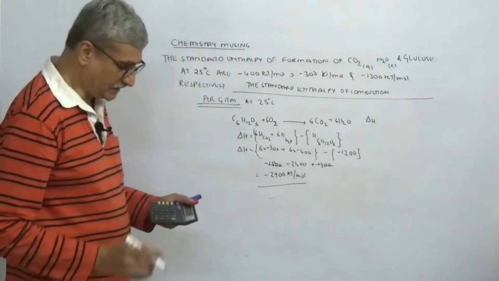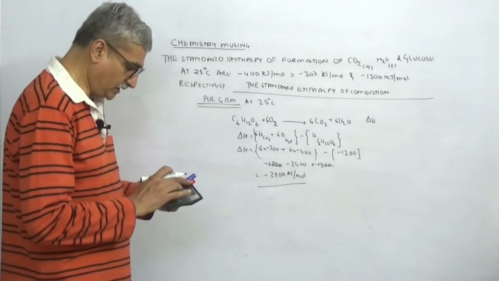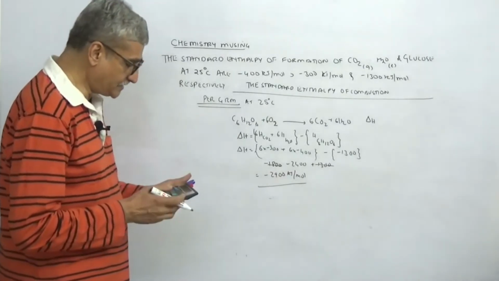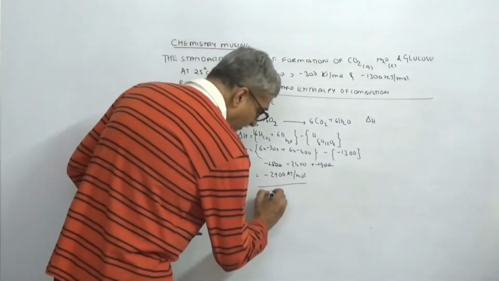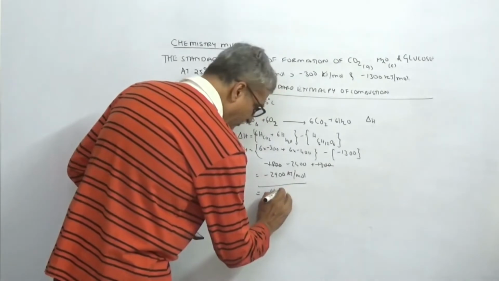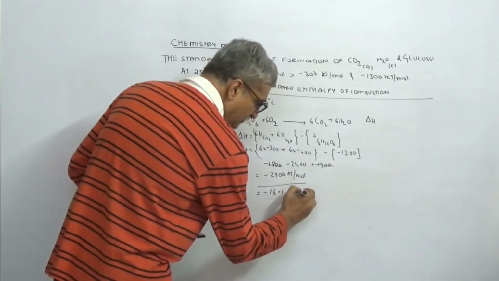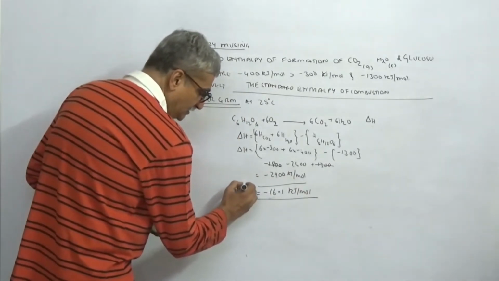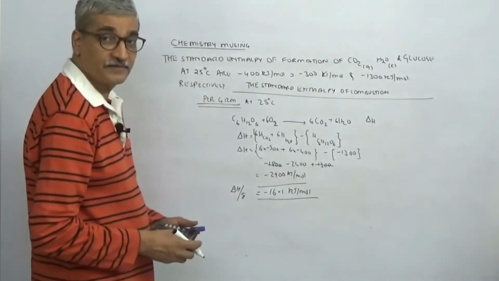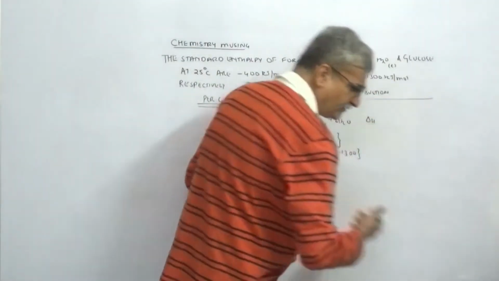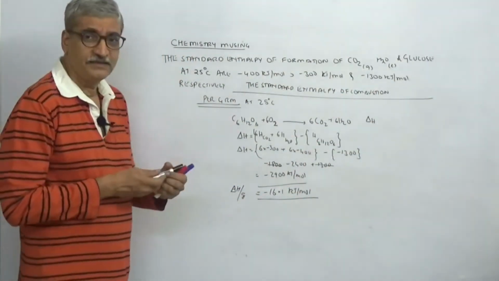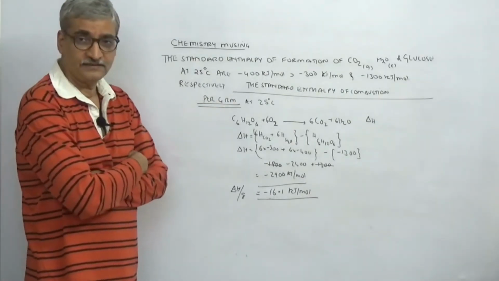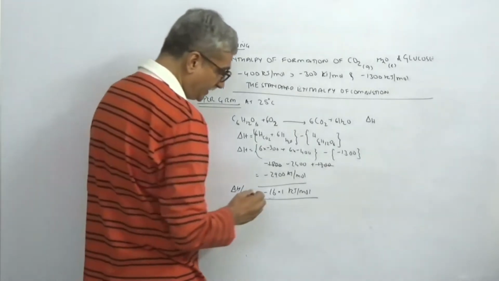but this is not the correct answer, because the correct value will be 2900 divided by 180, the molar mass, which equals minus 16.1 kilojoule per gram. That will be the correct answer: the enthalpy change per gram. This was a very easy sum, you can do it in 1 minute. The catch is that they are asking per gram, so you have to divide by 180 to get the correct answer.